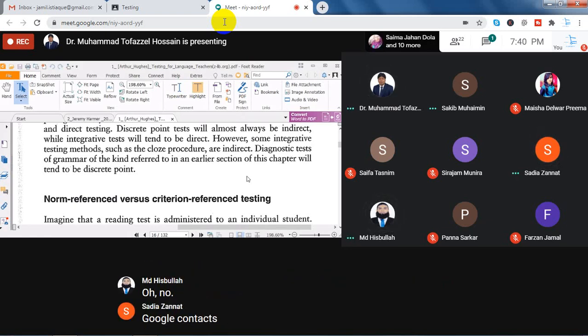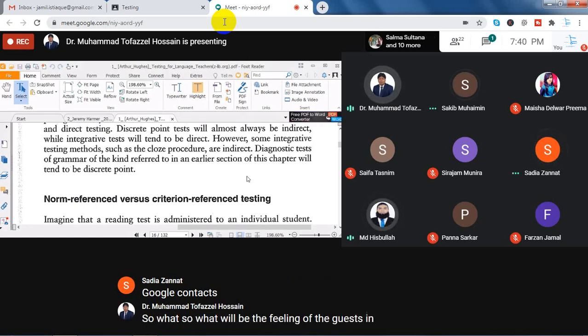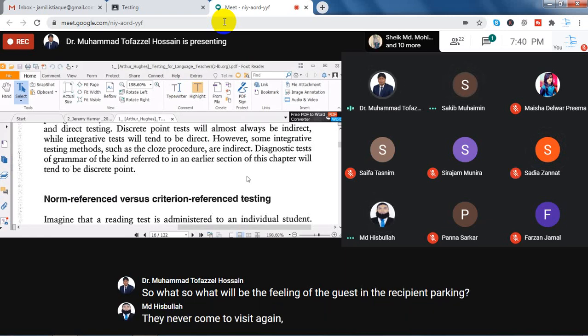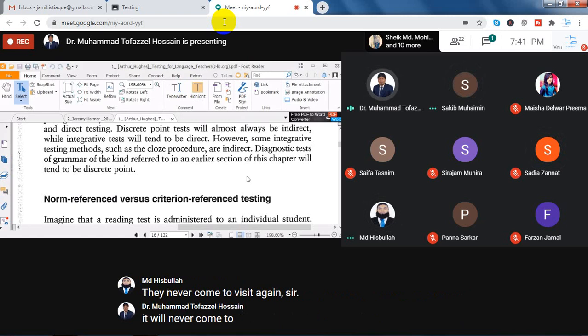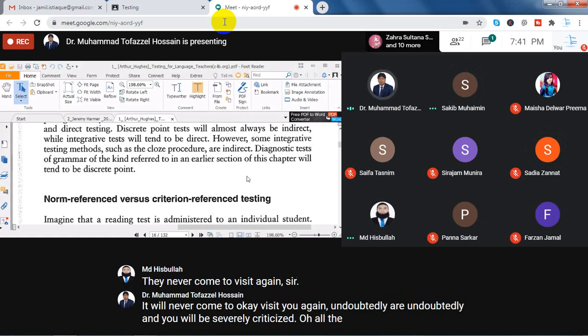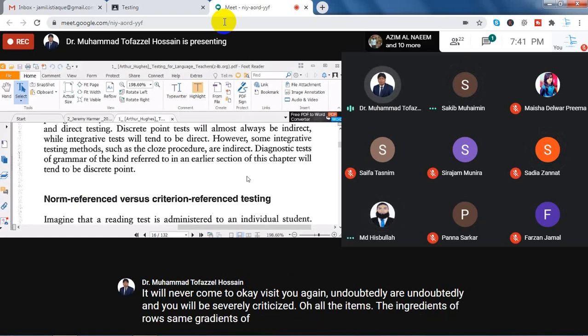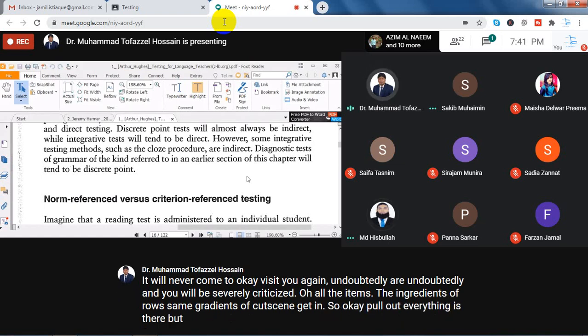Disappointed, sir. Okay. So what will be the feeling of the guest in the reception party? They will never come to visit again, sir. They will never come to visit you again, undoubtedly. And you will be severely criticized. Though all the items, the ingredients of roast, ingredients of katsi, ingredients of pulao, everything is there, you will be severely criticized because the face value, it has no face value.